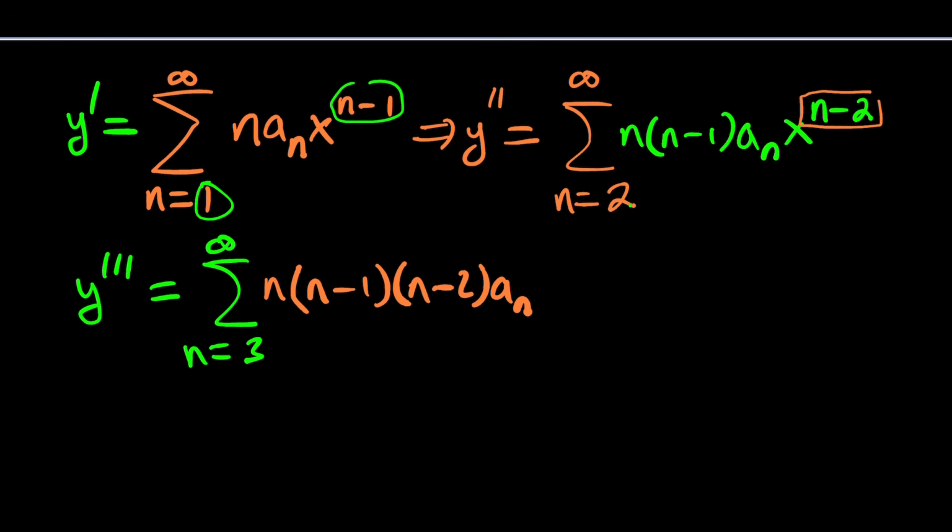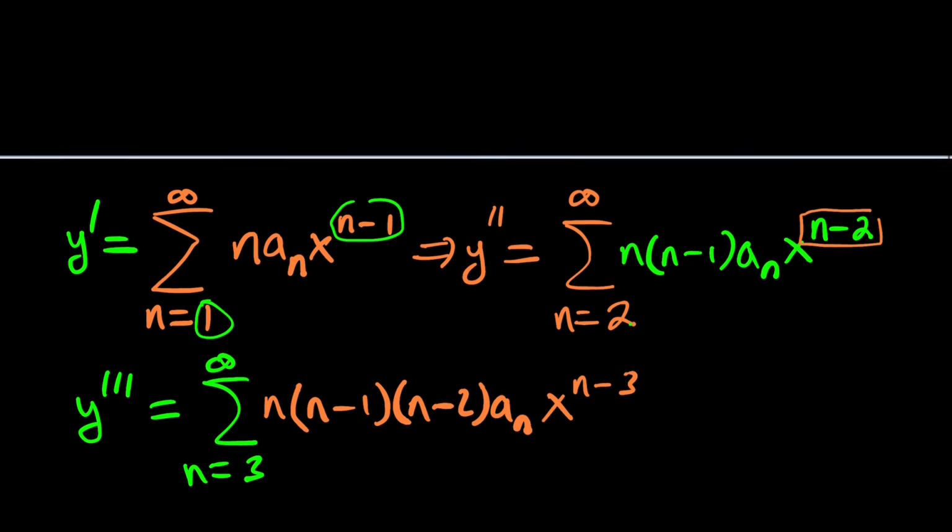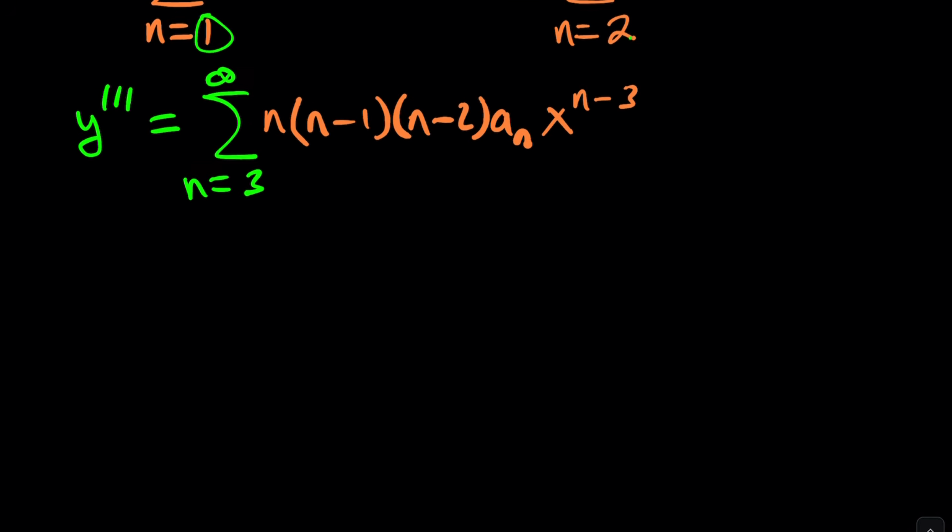All these are constant. Of course, I mean, a sub n is not a constant, it's the nth term, of course. It's kind of like a constant, but a variable at the same time, x to the power n minus 3. And this is expected, right? Now, what are we going to do with all this information, right? We're going to plug it into our equation.